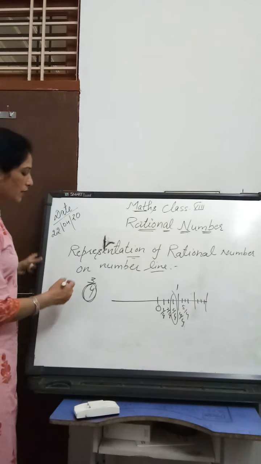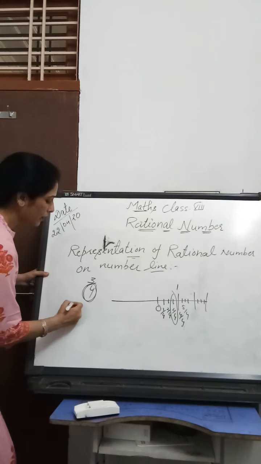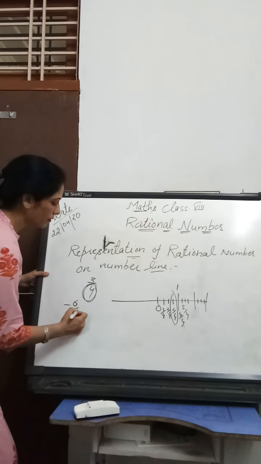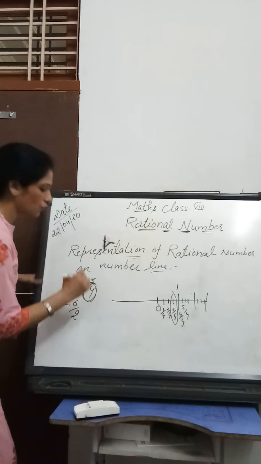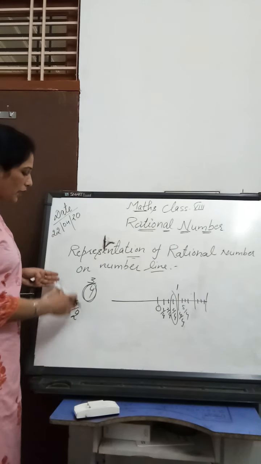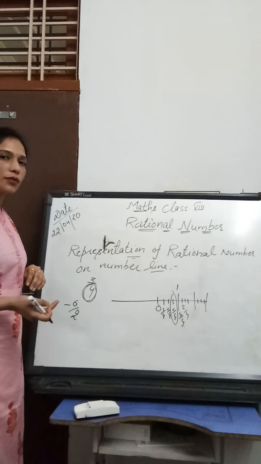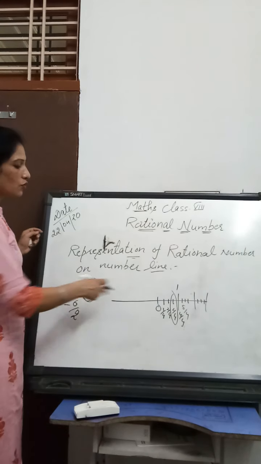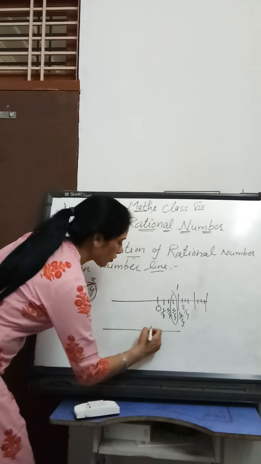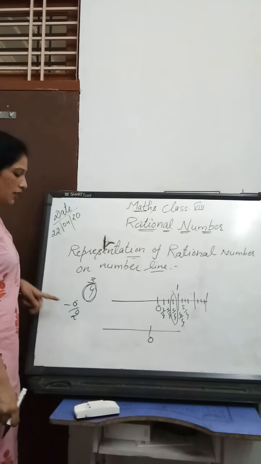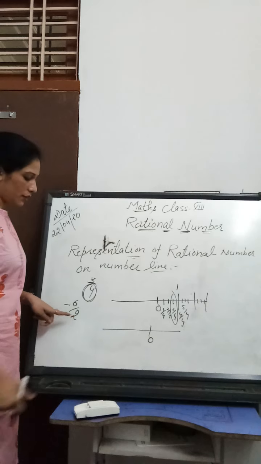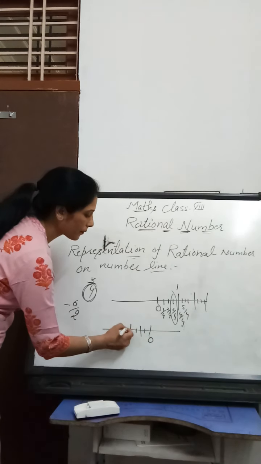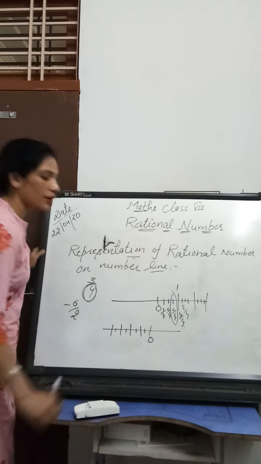Clear? For example, if you have to represent minus 6 by 2. Clear? So minus 6 by 2 is a negative rational number. So you have to represent it on the left side of the 0. So for this you will again draw one number line, and 0 is here. And first of all you will see the denominator. Denominator is 2, so you will draw the 2 line only.